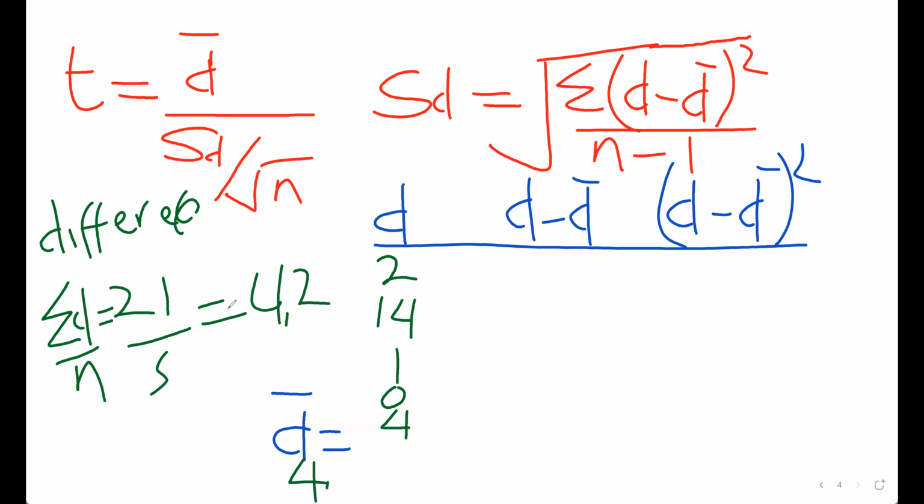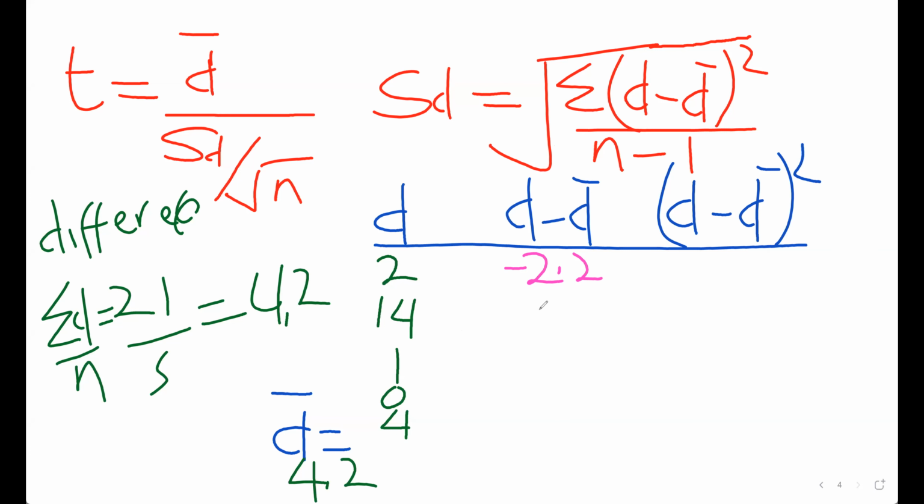Now the next column, fill it. The next column says, take this difference and subtract the mean from it. As an example, the first one is going to be 2 minus 4.2. That will be negative 2.2. That's the first one. Take each difference minus the mean and keep going. Each difference minus the mean.